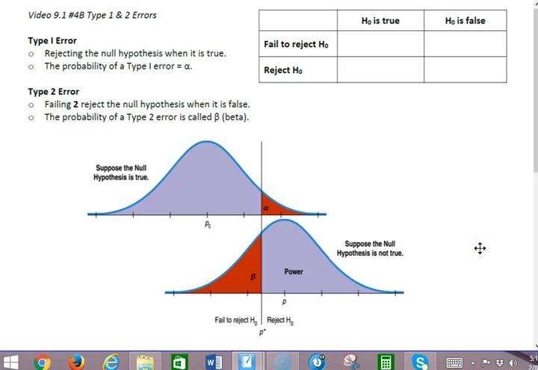The two types of errors that we discussed in the previous example with the water are called type 1 errors and type 2 errors. Type 1 error is rejecting the null hypothesis when it's really true. So this is where it would go here, type 1 error.